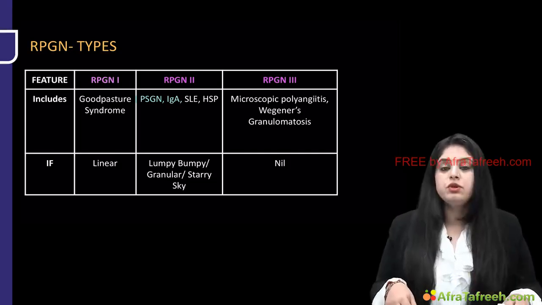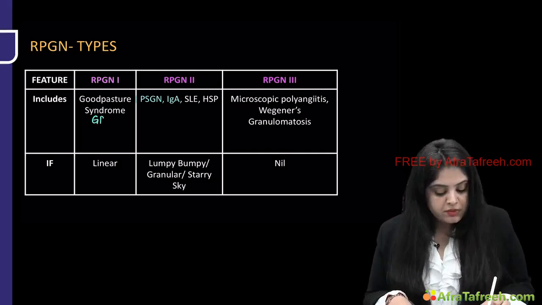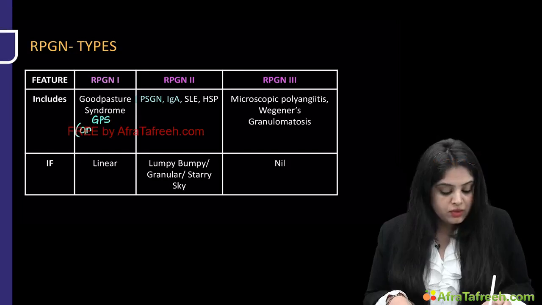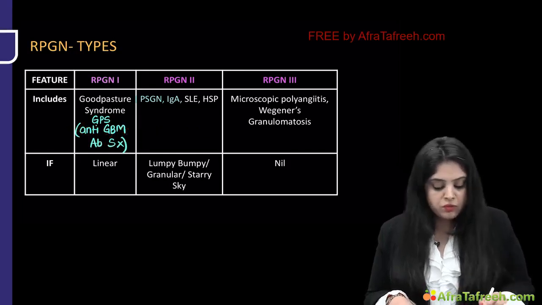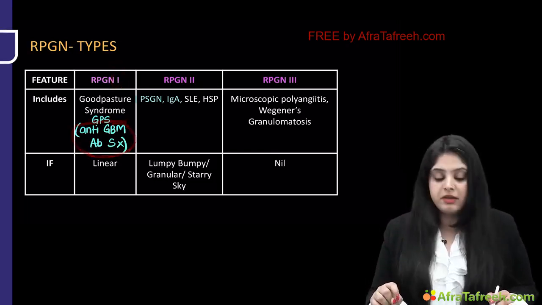So let me start off. What all do we have? RPGN type 1. RPGN type 1 is known as GPS, Goodpasture syndrome. Right? And Goodpasture syndrome is actually what? It is antibodies against the basement membrane. Anti-glomerular basement membrane antibody syndrome is going to be Goodpasture syndrome. So Goodpasture syndrome, RPGN 1, is a problem in the glomerular basement membrane.